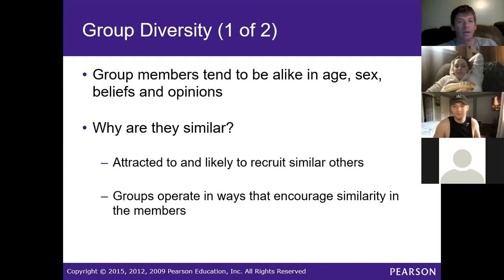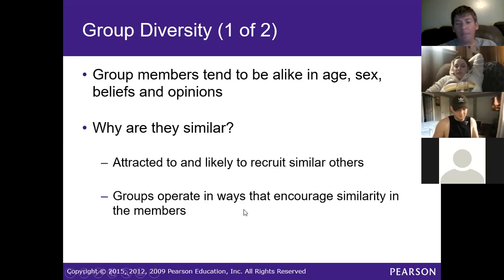Group diversity. I love this. Group members tend to be alike in age, sex, beliefs, and opinions. Why are they similar? We like people who are like us, right? Homophily: we are attracted romantically and platonically to people who are like us. Why? Because we have to maintain our self-esteem, so we have to value aspects of ourselves. If we're valuing aspects of ourselves, when we see people who are like us, we're going to like them too.